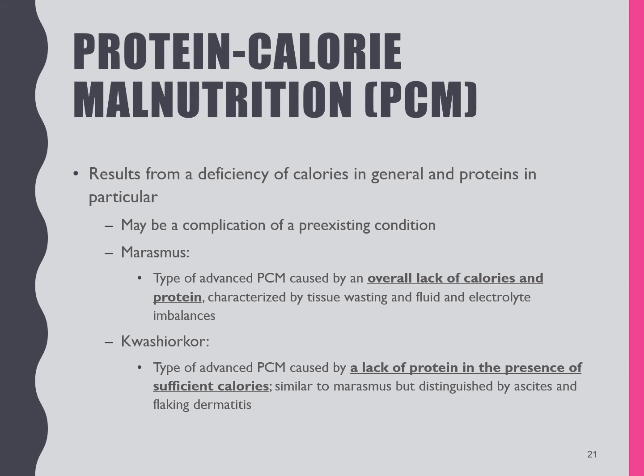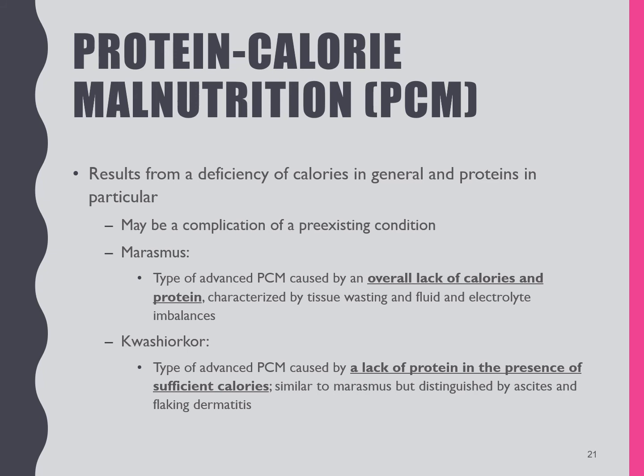There are 2 main types that the book talks about. One is marasmus, and the other is kwashiorkor. Marasmus is caused by an overall lack of calories and specifically protein, and it's characterized by tissue wasting and fluid and electrolyte imbalances. And then kwashiorkor is very similar, but focuses in on lack of protein.